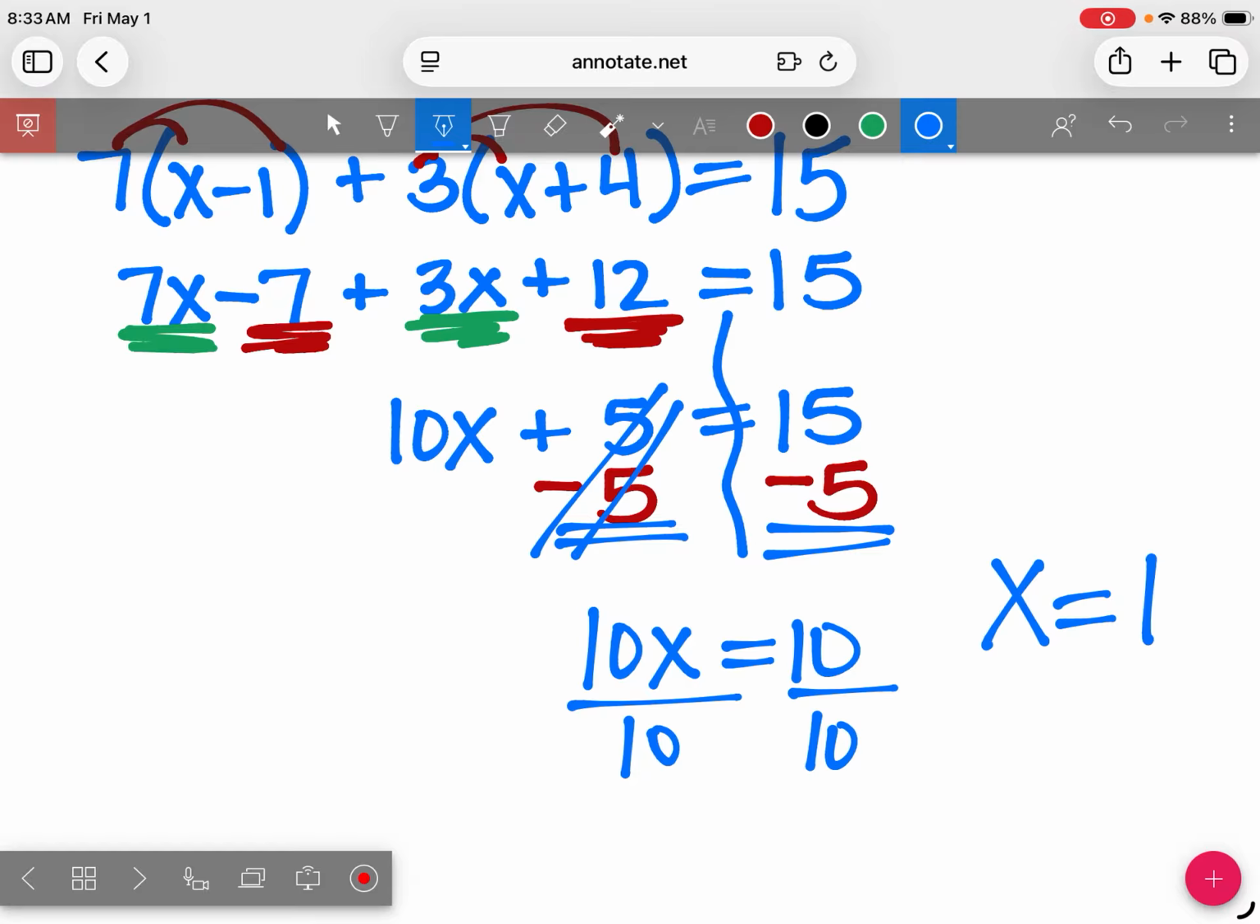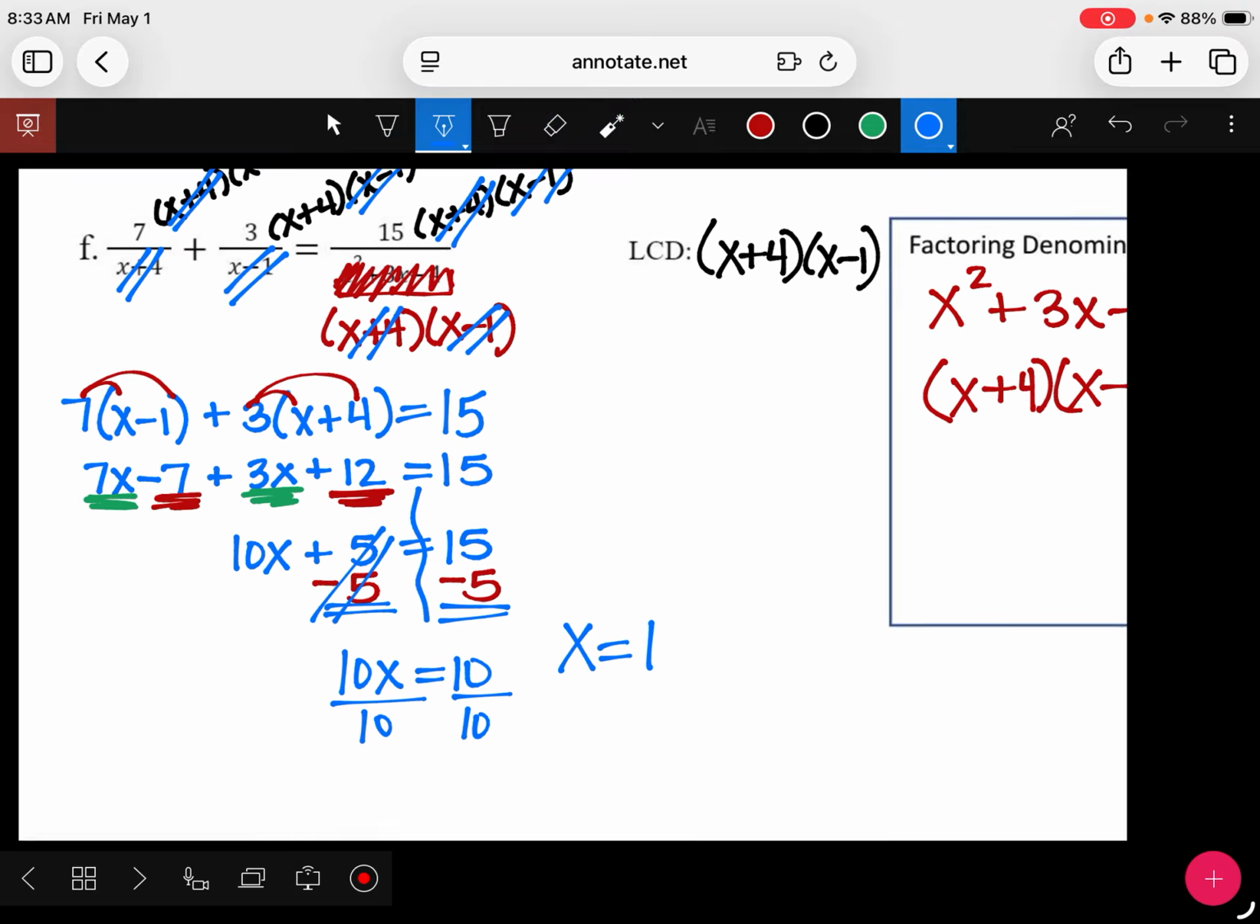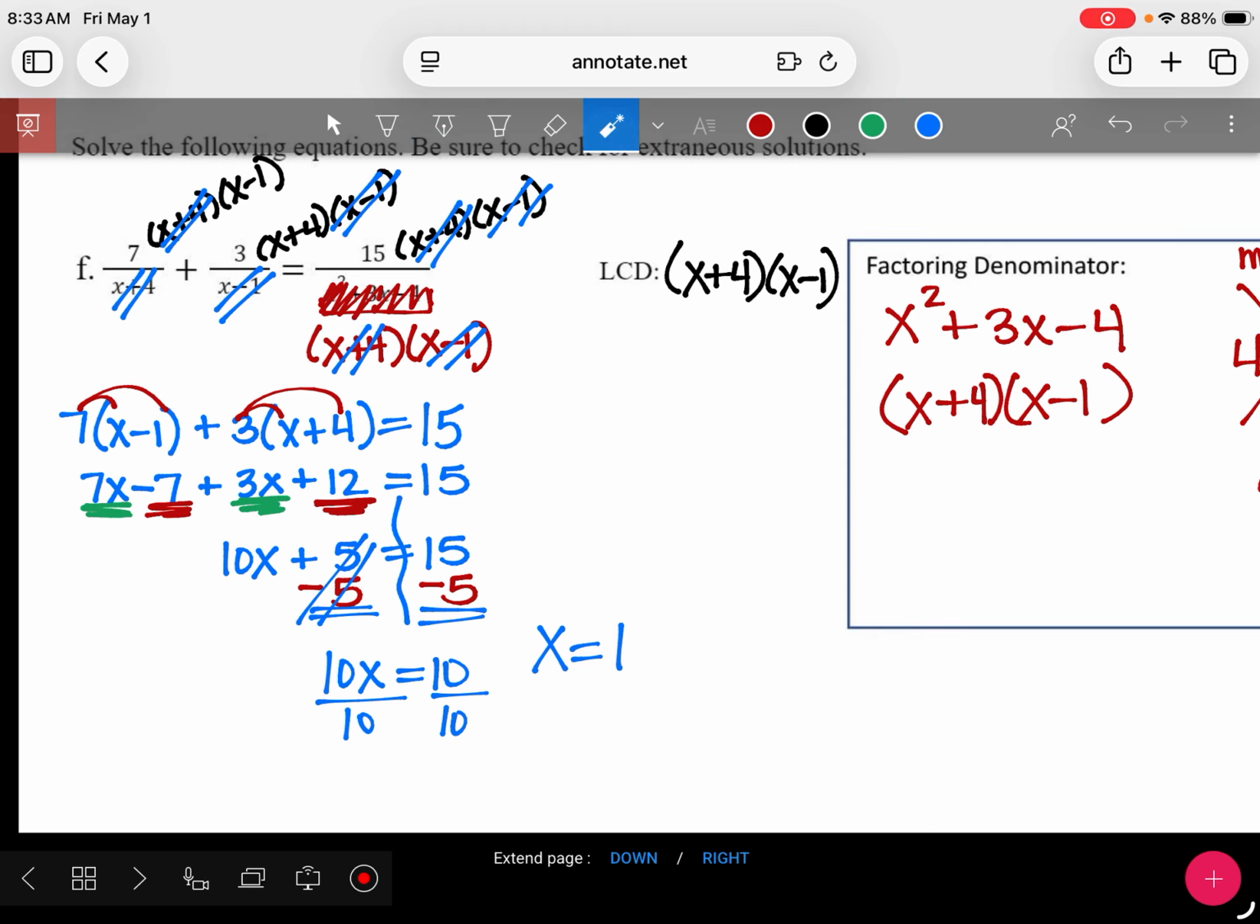Last step, check it in your LCD. Can I use it? All right, I cannot. Because if I put it here, 1 plus 4, that's 5, that's cool. But 1 minus 1 is 0, that's not cool. Cross it off, no solution. All right, everybody take out homework 4. We're gonna do one question together.